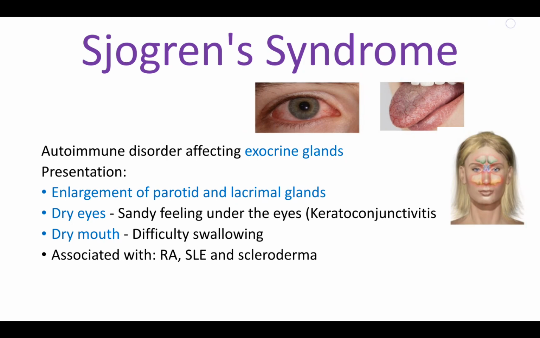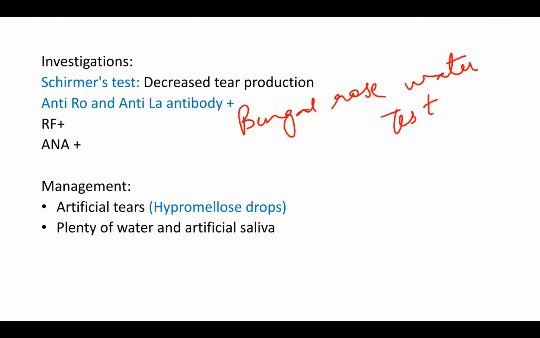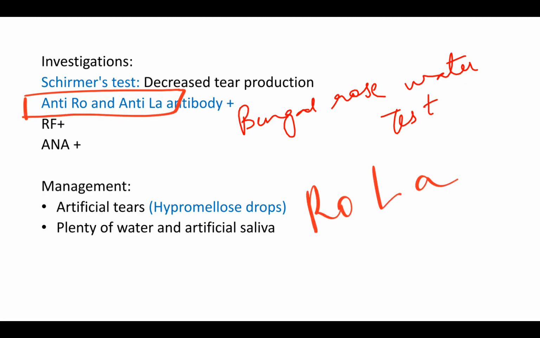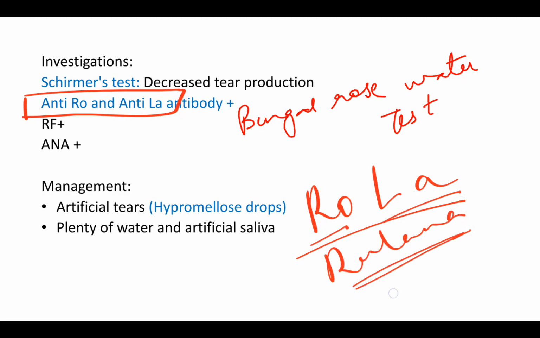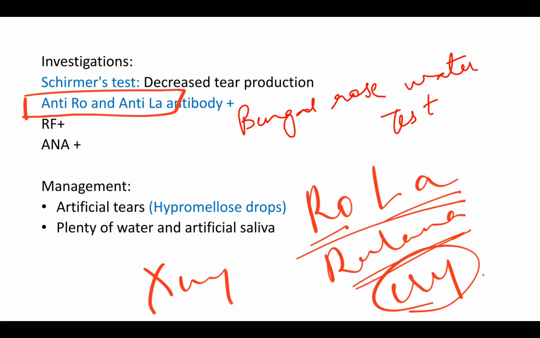The investigations we do, the first thing that you have to know is anti-Ro and anti-La antibodies. You can remember this, again for the Hindi guys, Ro-La means rulana, right? Rulana is to make somebody cry. Since in this autoimmune disorder the patient is not able to cry, there is no cry, therefore the antibodies are Ro-La, okay?